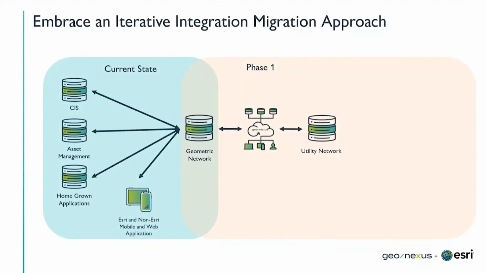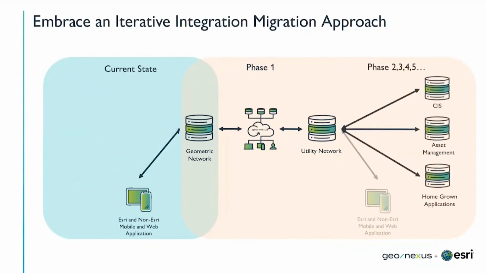Once you're comfortable and ready to start working from the utility network, this data can be synchronized back into the geometric network to continue to feed to the other integrations, and vice versa, receive that data back from those systems into the utility network via the geometric network.